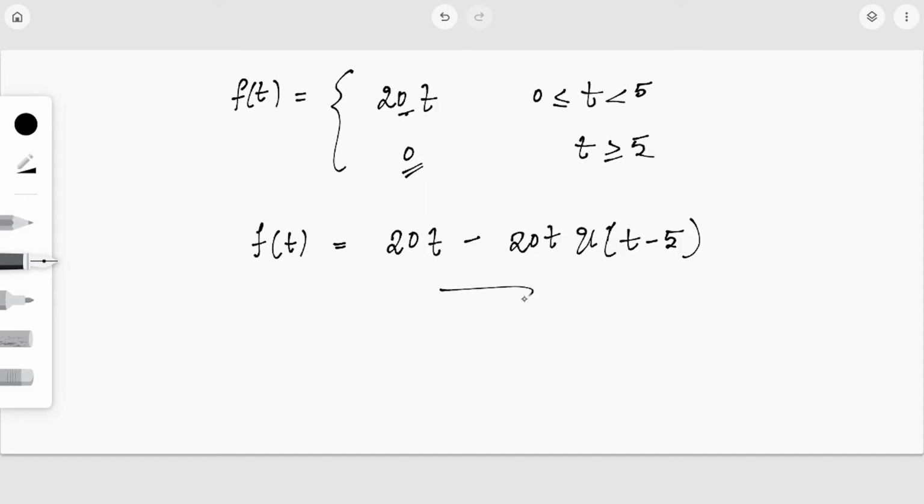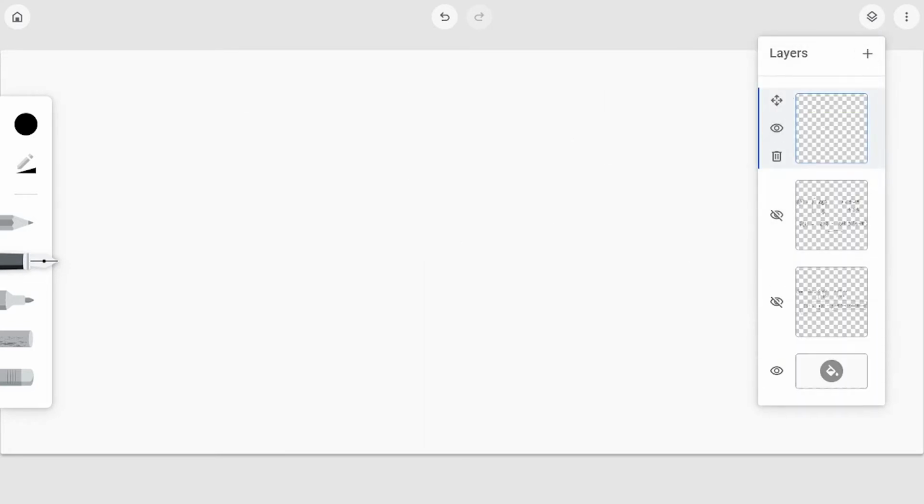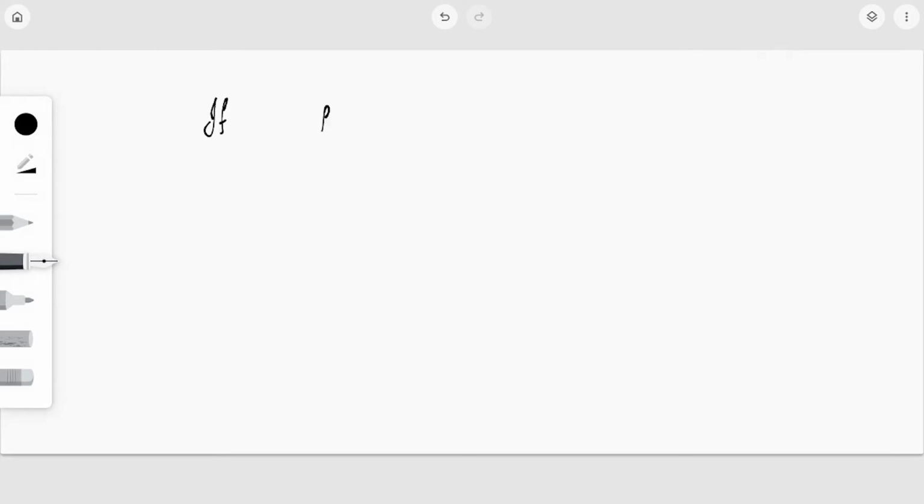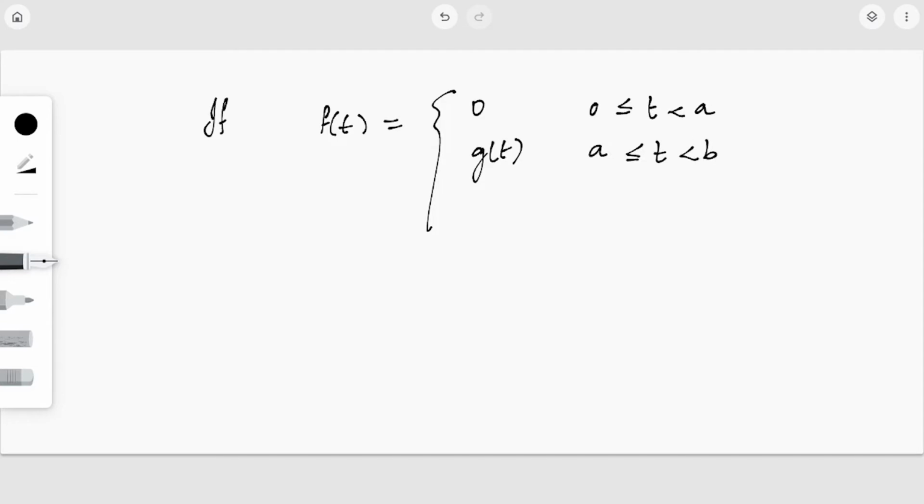So this is how, if we are asked to write a given piecewise function in terms of the unit function, you can do this if the function is of this particular form. Now we have just one more formula, that is if the function f(t) is given by 0 when 0 is less than or equal to t less than a, it is g(t) when a is less than or equal to t less than b, that is we are having one more extra point, and it is again 0 when t is greater than or equal to b.